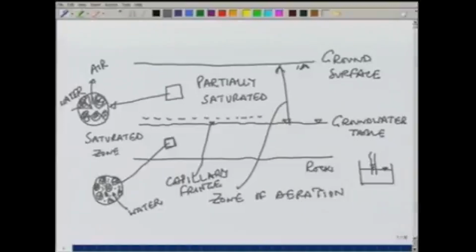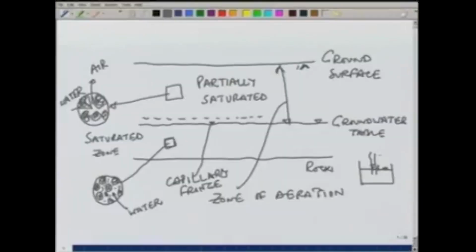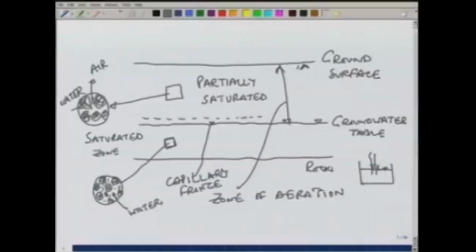We know that the height of the capillary rise depends on the diameter of the tube. Therefore, the soil diameter will decide how much will be the capillary rise. So, this thickness of this capillary fringe will depend on the type of soil. For smaller grained soil, typically the rise is more. For large grained soils, the rise is smaller.